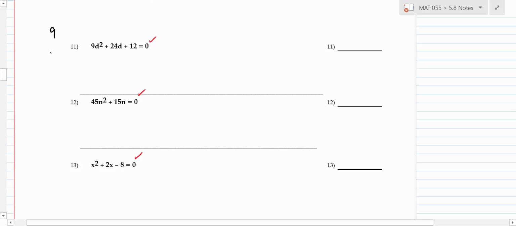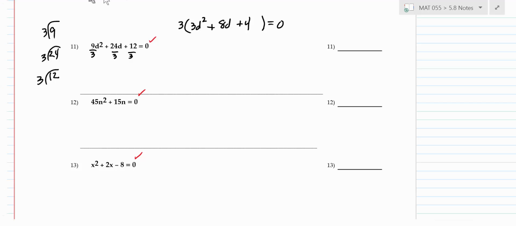Now if you look at 9, 24, and 12, all of those have a common factor of 3. 3 divides into all those numbers. So what I'm going to do is start by taking a common factor out. So I'm going to write the first step like this. Just have one parenthesis and take the 3 out. Now in your mind you can divide all these by 3 if you want to. Now if you do that, you're going to have a 3d squared. 24 over 3 is 8d. And then 12 over 3 is going to be plus 4 like that. Okay, so that's how you start.